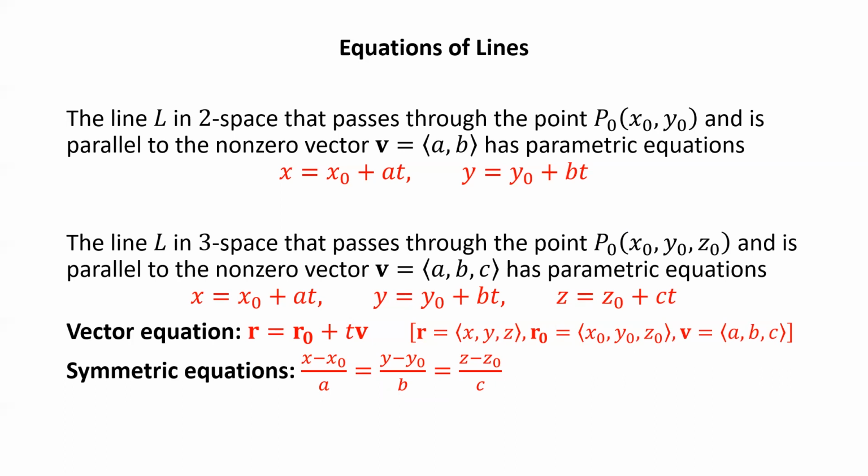Since all 3 of those expressions are equal to t, they must all be equal to each other. And that gives us these symmetric equations in 3-space. The symmetric equations in 2-space are the same, except there's one less equation, right? We would just delete that z minus z0 over c.